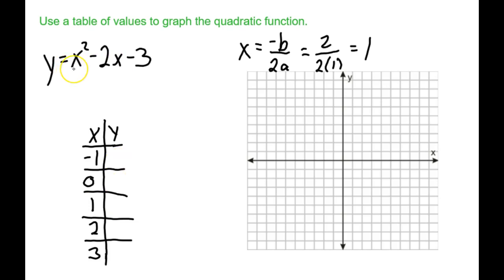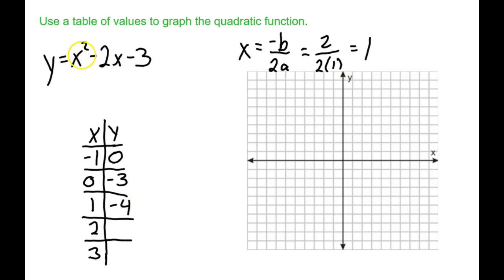So for instance, if we plugged in negative 1, negative 1 squared would be 1. Negative 2 times negative 1 is going to be a positive 2. So we'd have 1 plus 2, which is 3. 3 minus 3, that's going to give us a value of 0. If we plug 0 in for x, these first two terms become 0, so we'd have negative 3. If we plug 1 in, 1 squared is 1, minus 2 is negative 1, negative 1 minus 3, negative 4.